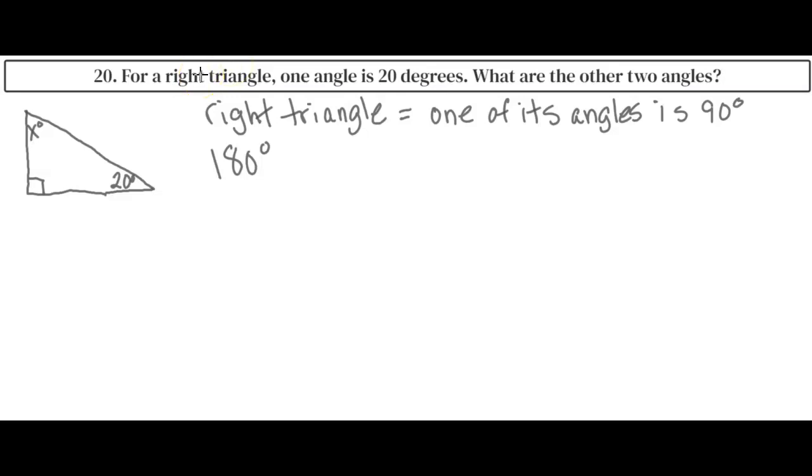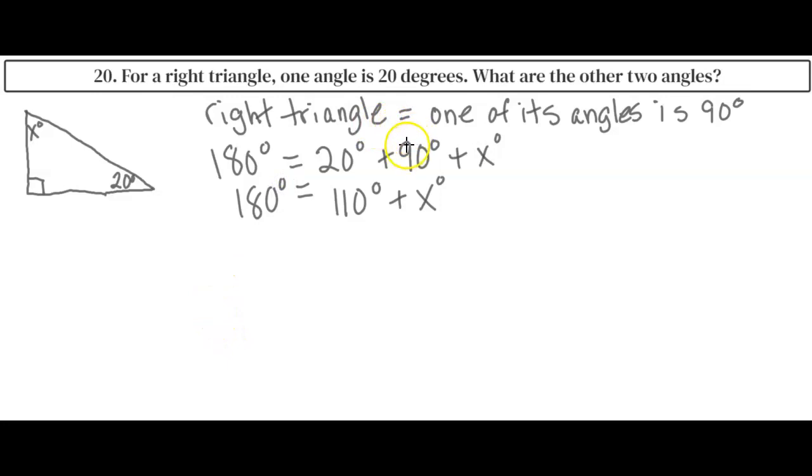So the question asks, what are the other two angles? Since we know all the angles add up to 180, we have to add 20 degrees, which is given in the word problem, plus 90 degrees, which I just mentioned before, there's a right angle because it's a right triangle, plus x degrees, which is the unknown. That's what we have to solve for. This is an algebraic equation. How do we solve this? What's 20 plus 90? 110 degrees plus x degrees equals 180.